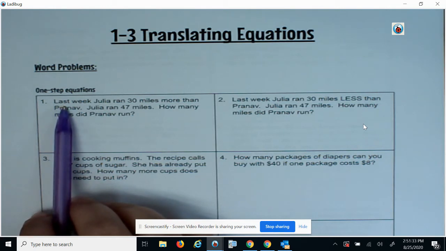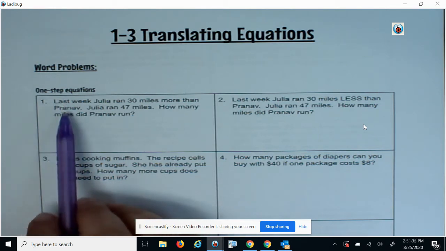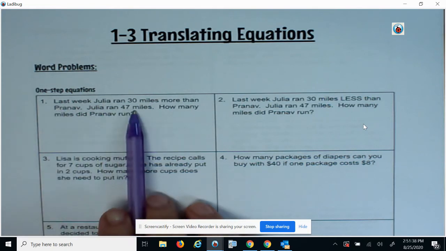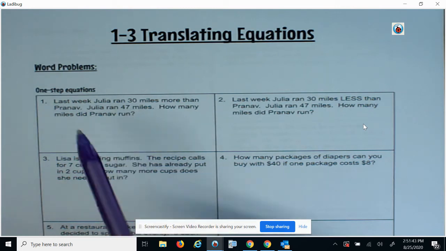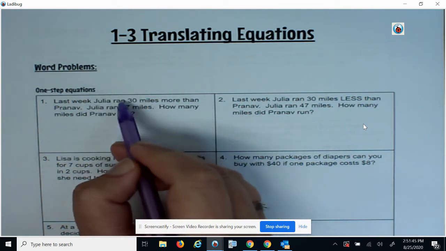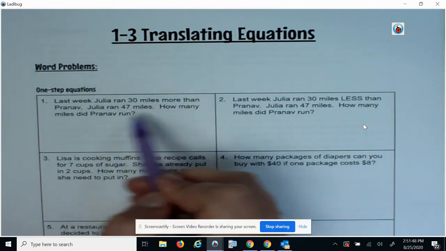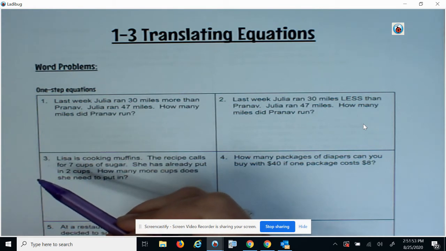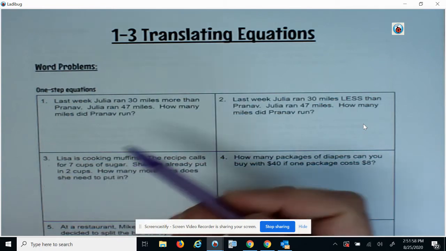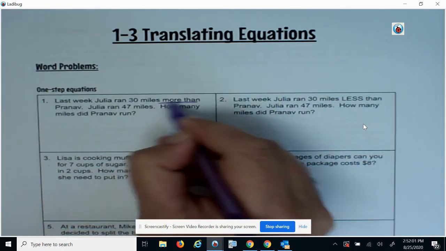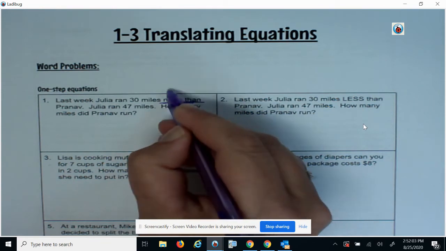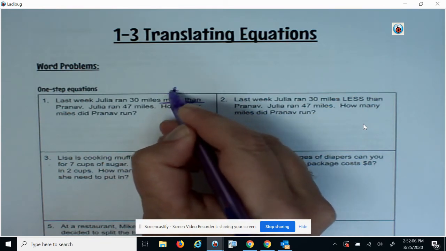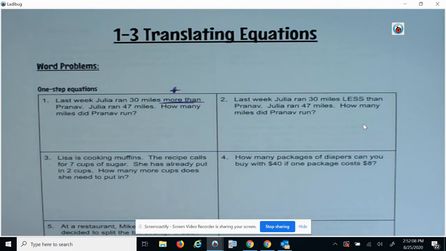Last week, Julia ran 30 miles more than Branov. Julia ran 47 miles. How many miles did Branov run? Okay. So if we're starting with our first sentence, Julia ran 30 miles more than Branov, we're going to need to think of operation words. What means add, subtract, multiply, divide? The key word here is more than, right? So more means we're going to add.